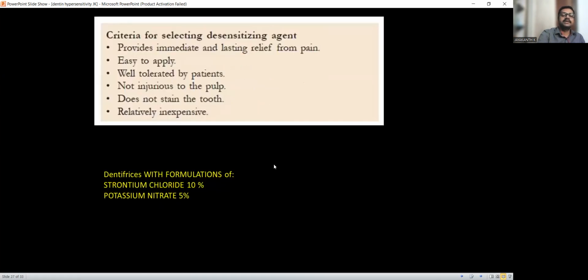Now criteria for selecting a desensitizing agent: it provides immediate and lasting relief from pain, and it should be easy to apply. It should be well tolerated by the patients, and it should not be injurious to the pulp. It should not stain the tooth. It should be relatively inexpensive. Dentifrices with formulations of strontium chloride 10% and potassium nitrate 5% are also used.